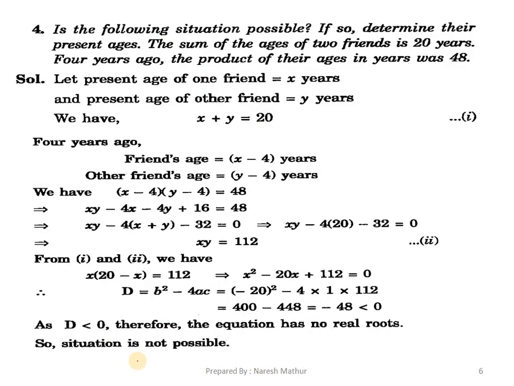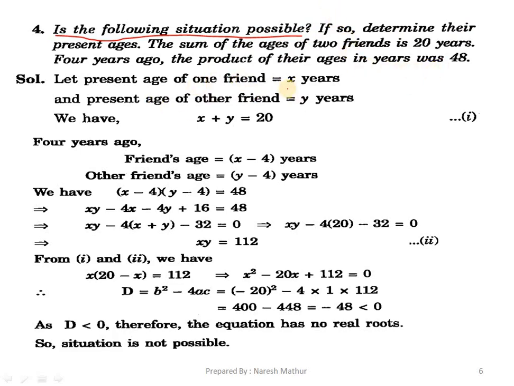Okay. Now in the next question, is the following situation possible? So children, whenever we have this kind of phrase in the question, that is, is the following situation possible, then we need to first convert the whole word problem into a quadratic equation. Then we need to find the value of D. So let's start. The sum of the ages of two friends is 20 years. 4 years ago the product of their ages in years was 48.